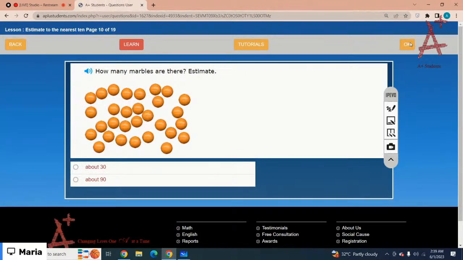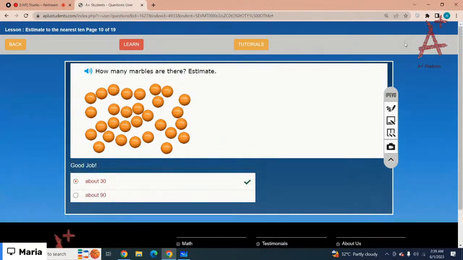Okay, how many marbles are there? About 30 or about 90? Which is the correct option? They are about 30. The correct option is about 30. Got it?